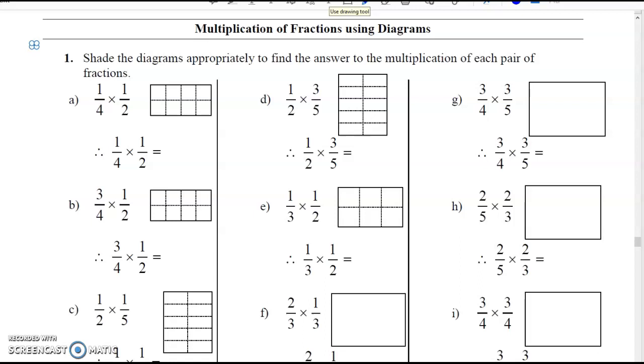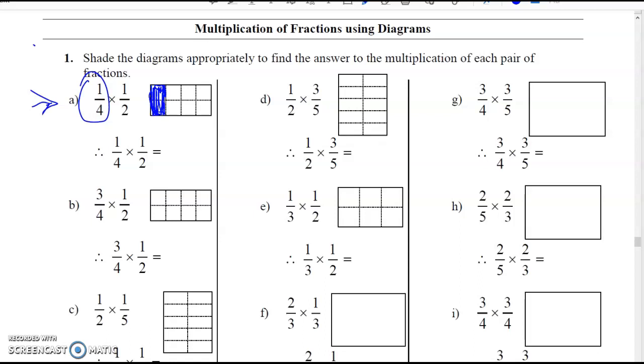All right, so 1a asks us to multiply a quarter times by a half. So if we think about the quarter first and we shade 1/4 of this diagram, now if we now shade a half of the diagram, so if we look at how I've split up the diagram, I've split it in 4 ways, sort of going across, and then 2 ways going up and down.